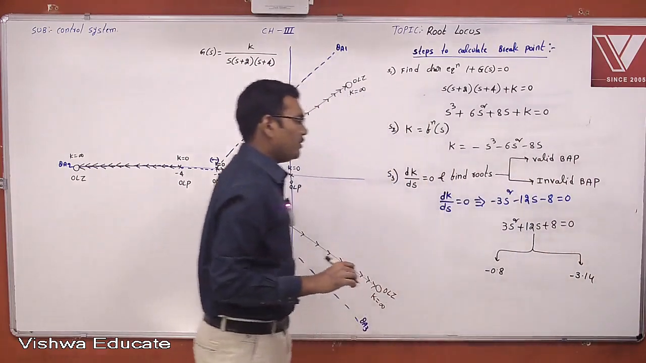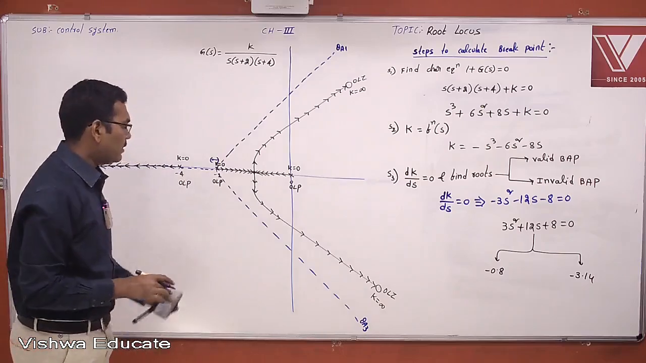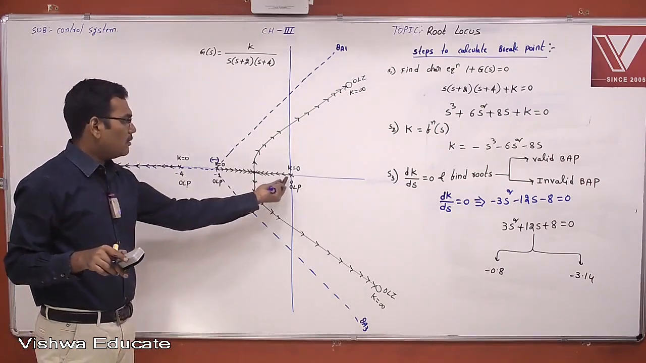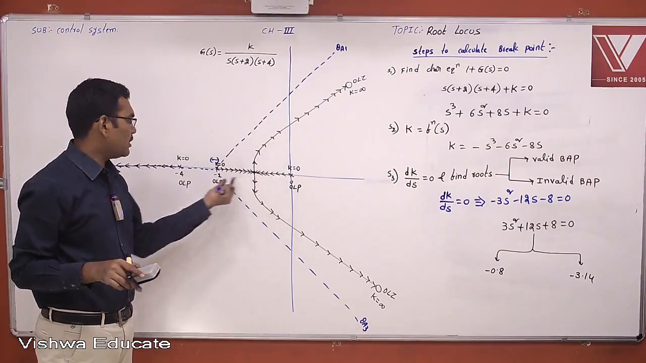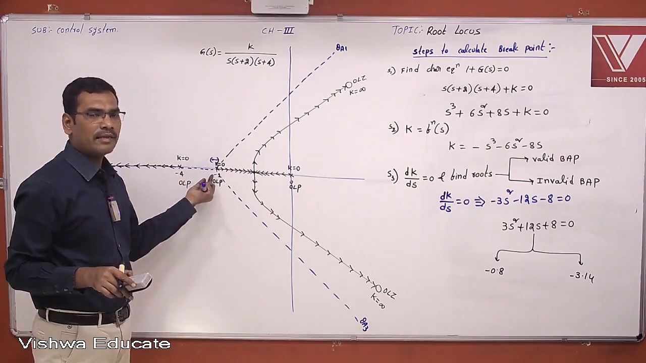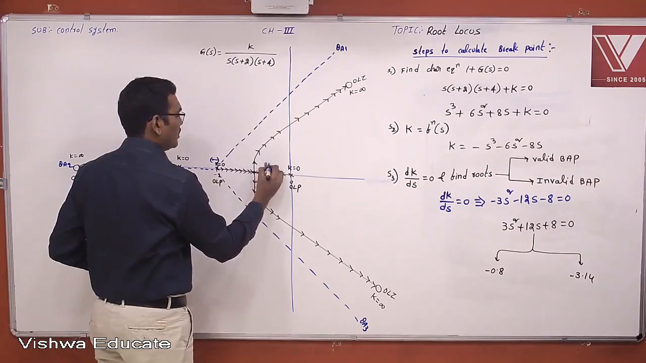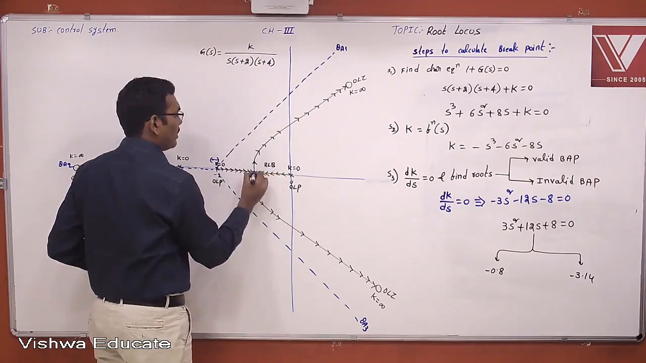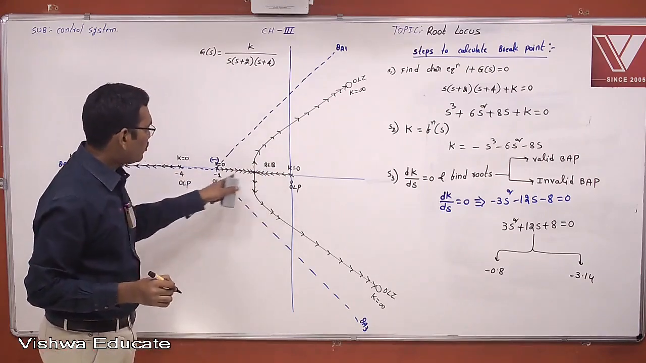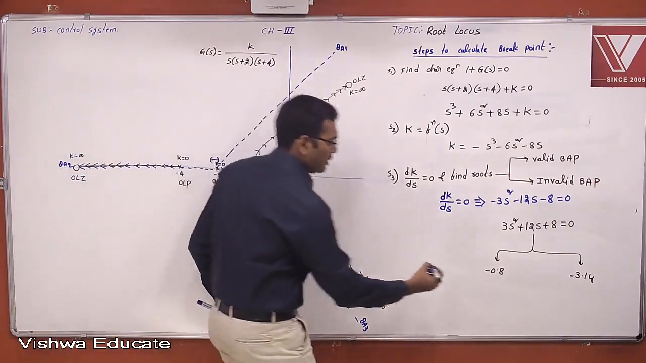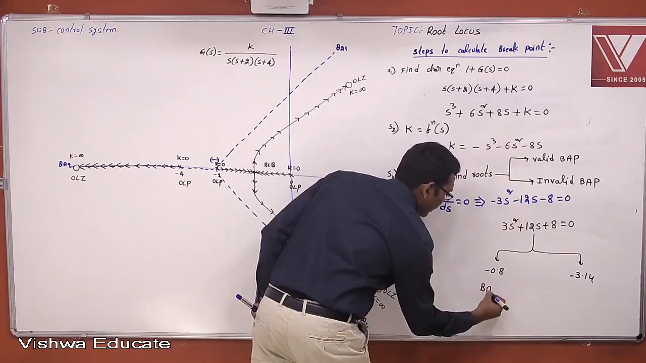Now tell me which is valid and which is invalid. You already know that one pole is at the origin and one more pole is at minus 2. Between these two poles there is a root locus branch. Definitely there exists one breakaway point between 0 and minus 2. Therefore this is the valid breakaway point.